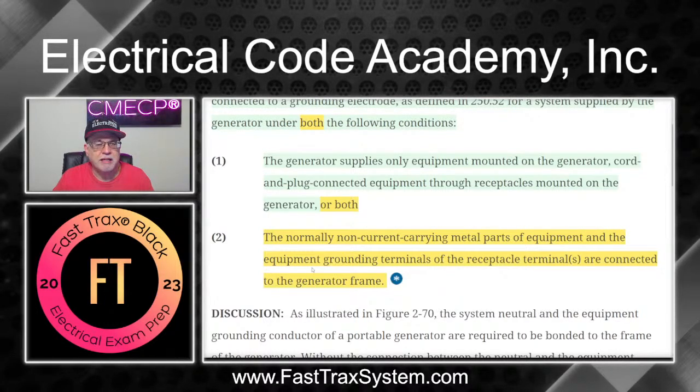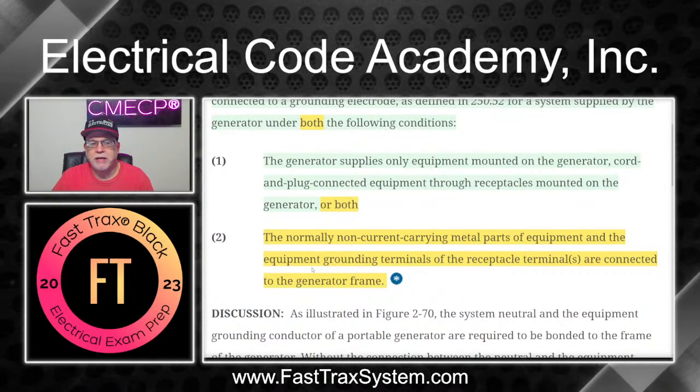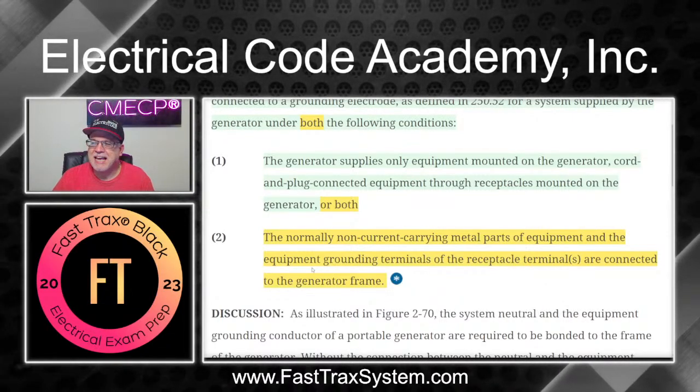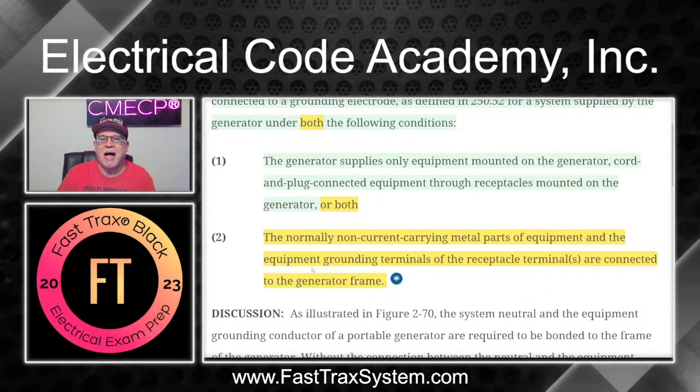For the equipment grounding terminals on the receptacles, all connected together. And ultimately, it's going to connect back to the grounded point or the neutral point on the actual generator. Okay, so this is what we refer to as a bonded generator. It makes all the connections, but don't worry, we'll look at a graphic that'll make it all make sense as far as generators go.